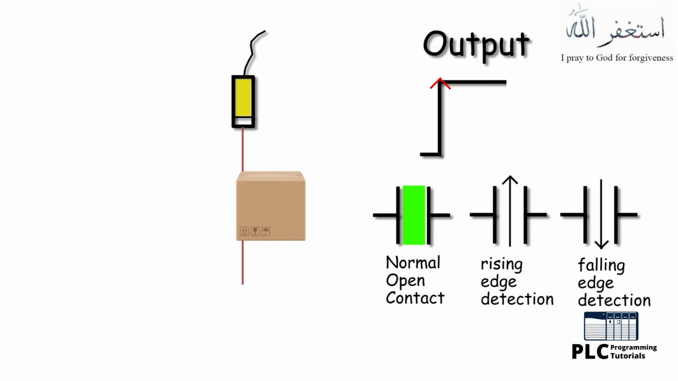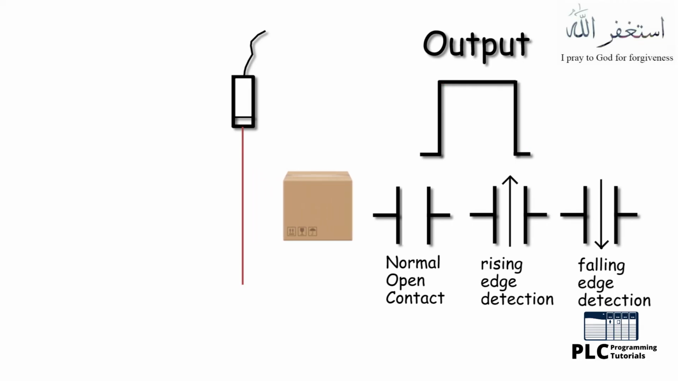Now, the moment the box leaves, the sensor output signal goes off, but the falling edge detection contact will be turned on for one scan cycle. In the next scan cycle, it will be turned off. In this way, we can detect when the output signal of the sensor is turned off.